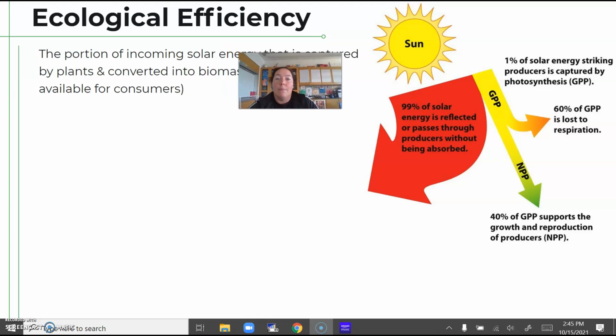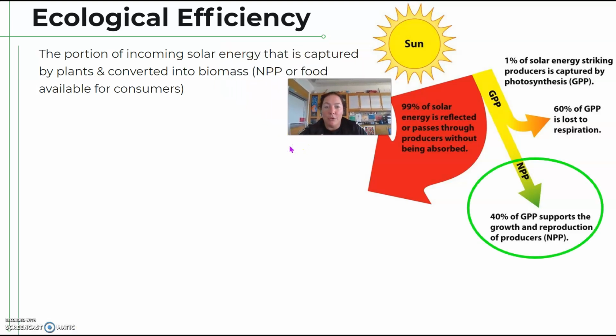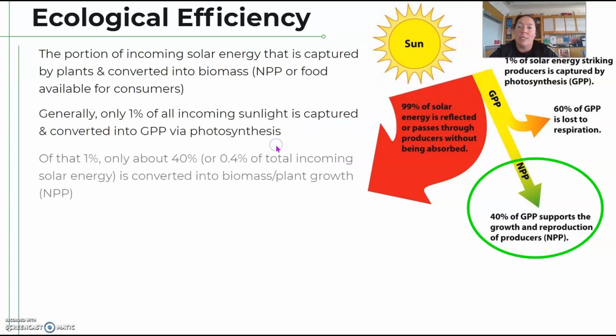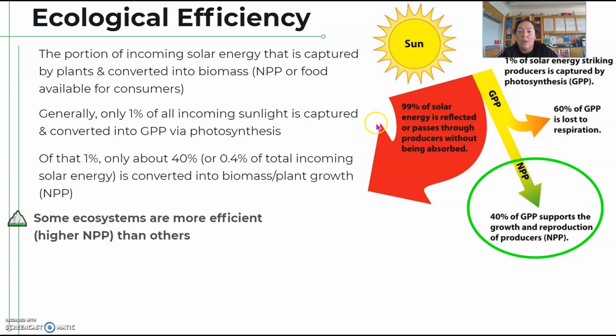Okay, so you have to think about how the plants are using that energy. So 40% of that is left. Only 1%, like I said, 1% is captured and converted to photosynthesis. So only 0.4% of the sunlight or the solar radiation that's coming in is converted into biomass or usable energy for an ecosystem. So of the 100% of sunlight that comes from the sun, only 1% is actually absorbed, and only 40% of that 1% is actually available to the rest of the ecosystem.